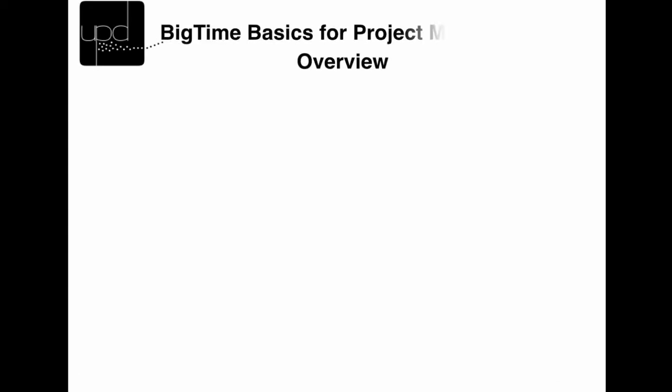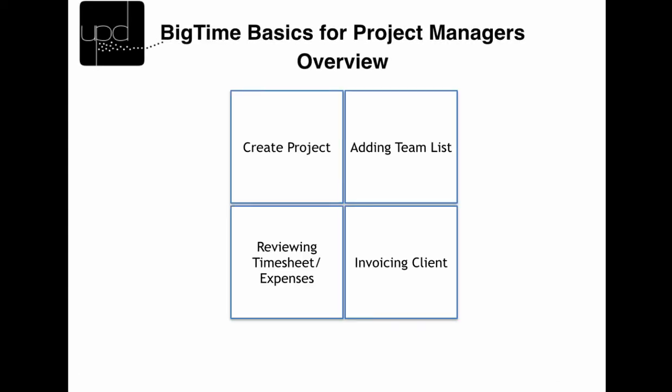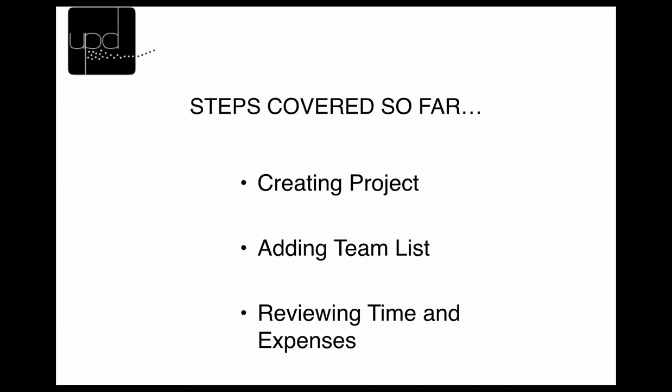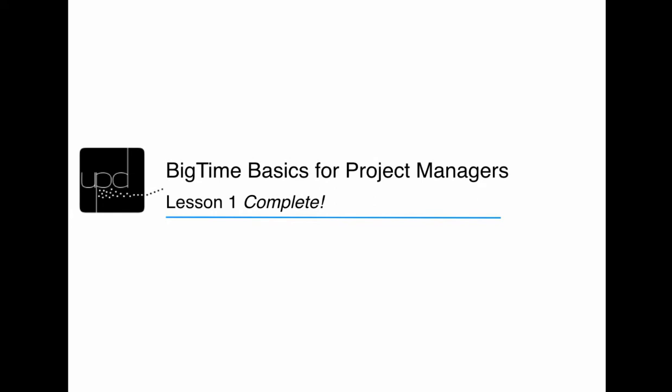Let's bring it home. First part is creating a project/engagement. It's really filling out the engagement form with all the pertinent information. Then it's adding a team list. Then it's reviewing time and expenses. What did we do? We added a new engagement. We added new staff. We approved and rejected time. Check 1, check 2, and check 3. Boom! Booyah! It's all done.